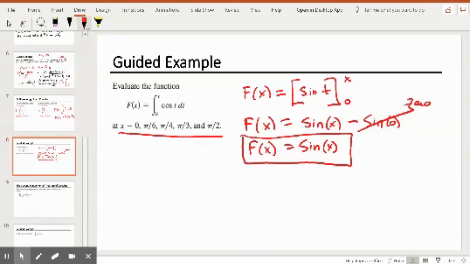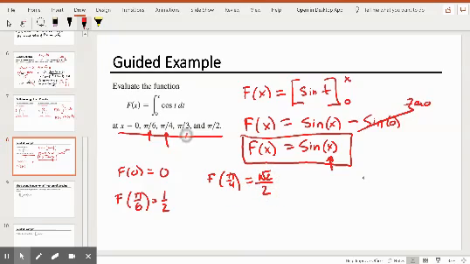Now they give us a second part where they say, evaluate this function for the different x values here. So if I evaluate f of 0, I simply have to plug 0 into sine, I get 0. If I evaluate f of pi over 6, that's our next one. Sine of pi over 6 is 1/2. Next we have pi over 4, we plug that into the sine. F of pi over 4 is root 2 over 2. Then we have f of pi over 3. That gives us root 3 over 2. And finally, f of pi over 2 is sine of pi over 2, which is 1.